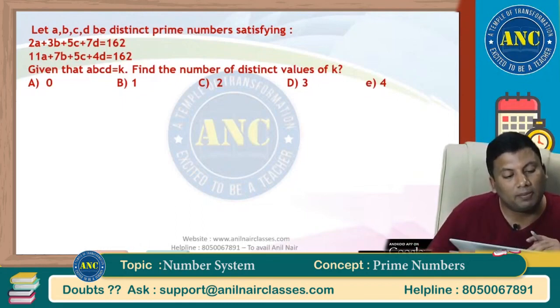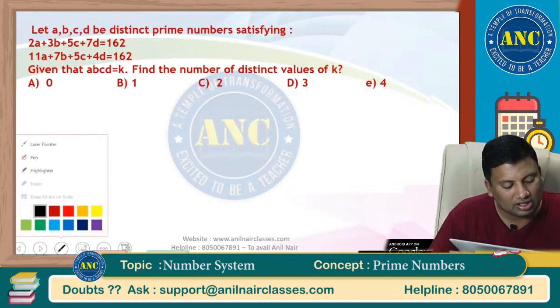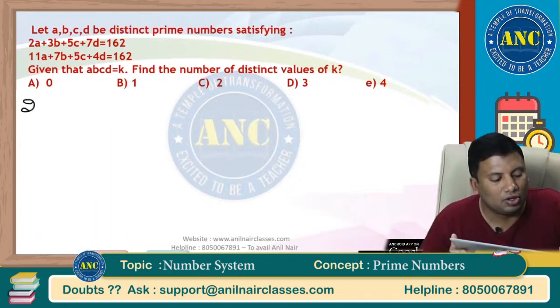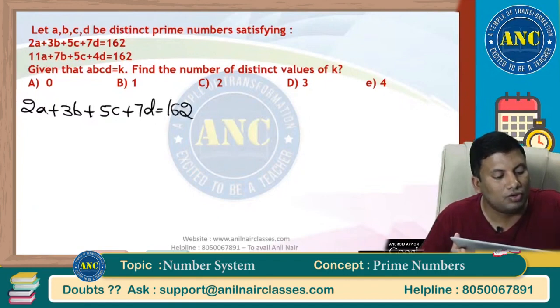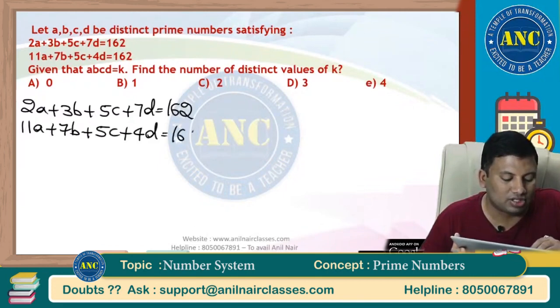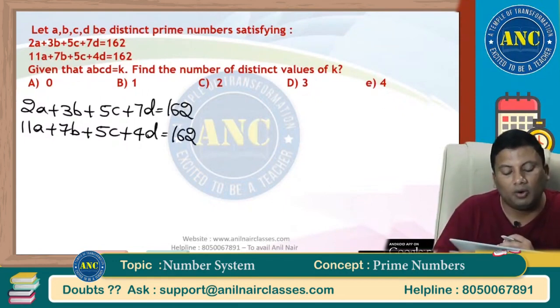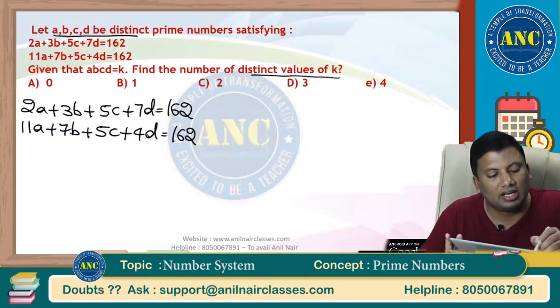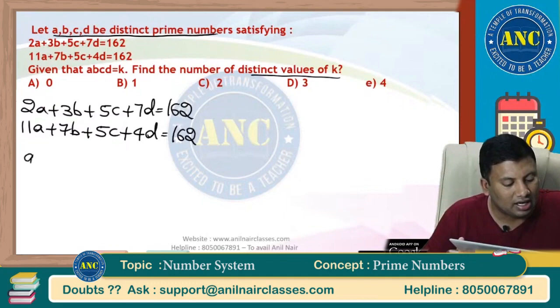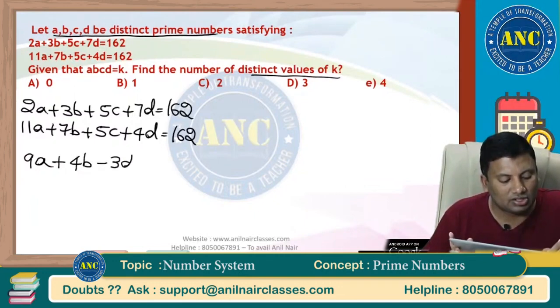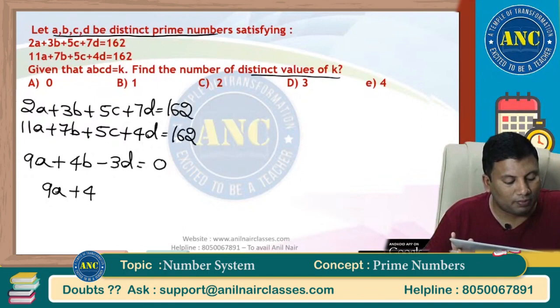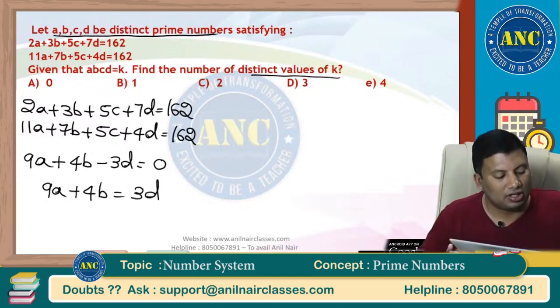Next one. Let A, B, C, D be distinct prime numbers such that 2A plus 3B plus 5C plus 7D is 162, and 11A plus 7B plus 5C plus 4D is also 162. Given that A times B times C times D is equivalent to K, how many distinct values will K take? A, B, C, D are distinct prime numbers. If I subtract, 11A minus 2A is 9A, 7B minus 3B is 4B, 4D minus 7D is minus 3D, equivalent to 0. So 9A plus 4B is nothing but 3D. Am I right? This is divisible by 3.